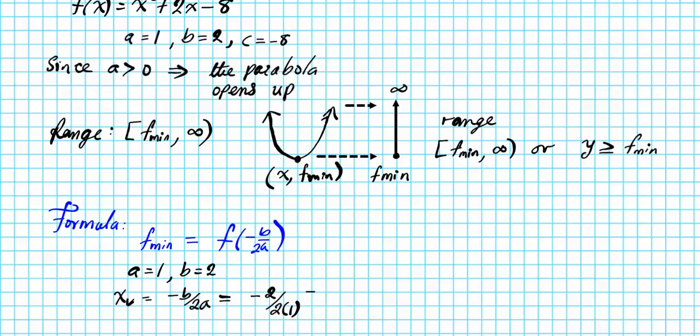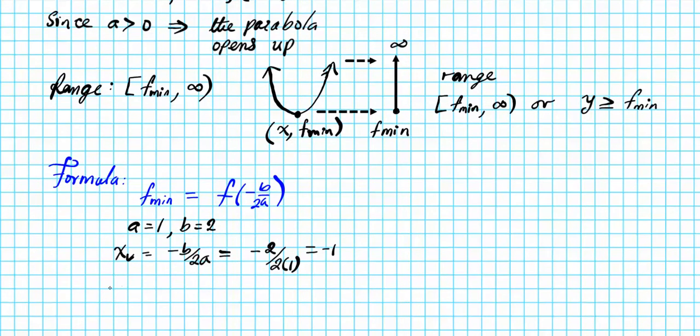When you work this out, you end up with negative 1. Now, the f-min, which is f of negative b over 2a, is f of negative 1. That simply means we're going to plug in negative 1 into the original function. Let me write down what the original function is here. The original function, f of x, is x squared plus 2x minus 8.